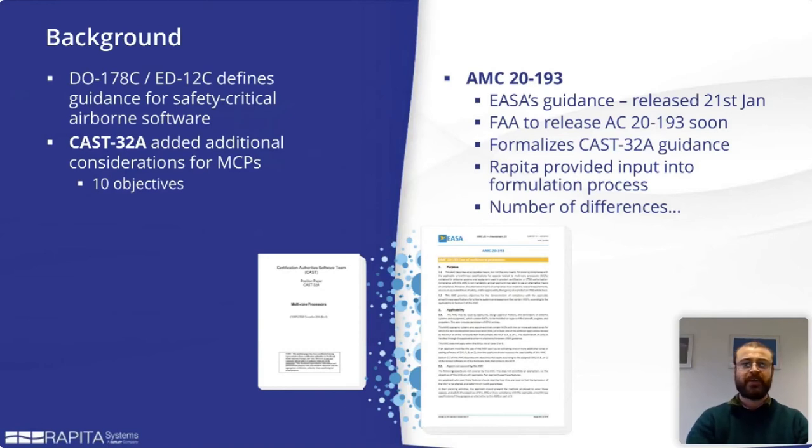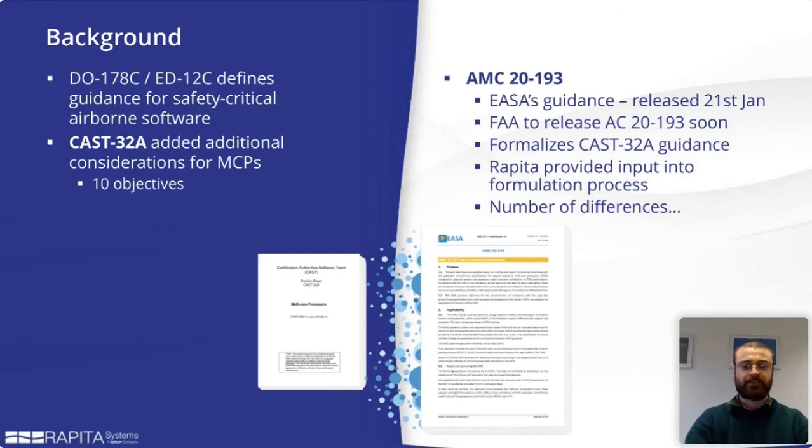And so this is where AMC 2193 comes in. This is official guidance. It's an acceptable means of compliance document that's been provided by EASA. It was released earlier this year. And it's expected that the FAA in the US will release the conjugate advisory circular soon. What this does is formalize the objectives in CAST-32A into official guidance.